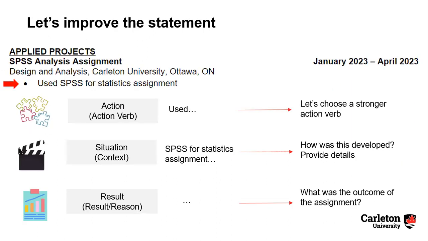Let's focus on the statement, "used SPSS for statistics assignment." Let's start by changing the action verb. When writing your own SAR statements, the formula you want to follow is ASR. Start with the action through a strong action verb, then provide context, and then the result, reason, or outcome of your work. In this case, the student could discuss the problem or challenge they were trying to analyze, the technology and technical skills involved, the methods used, and results obtained in this assignment.